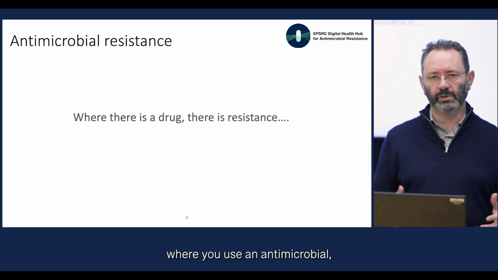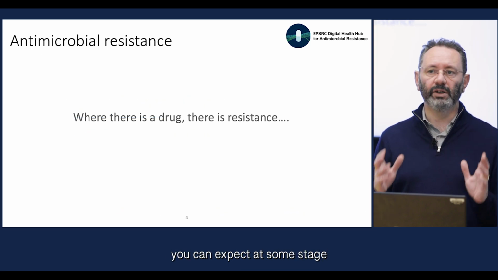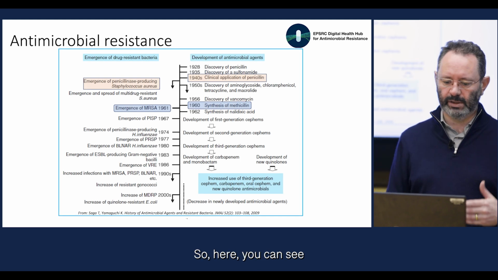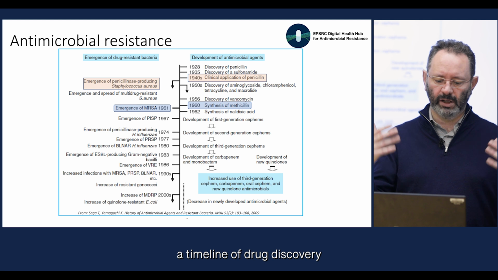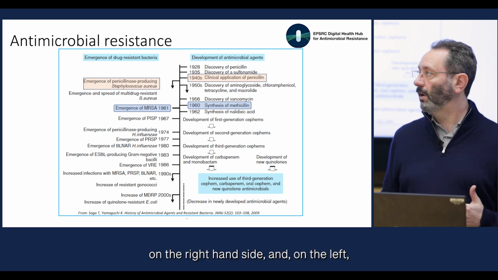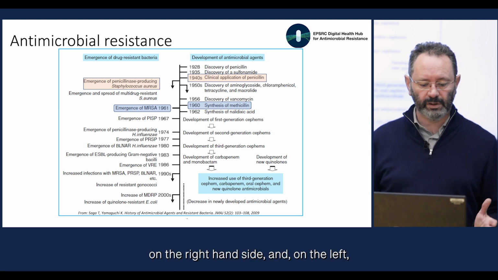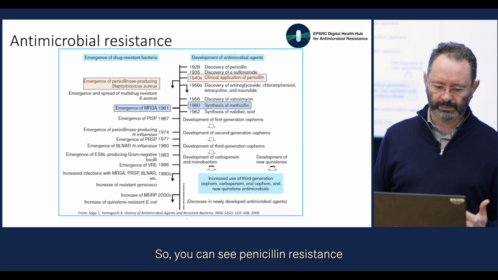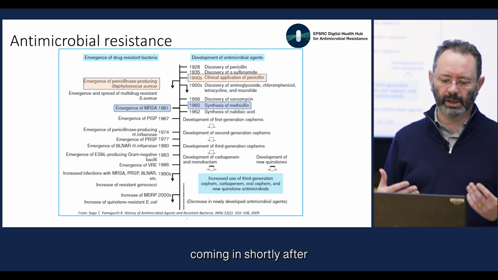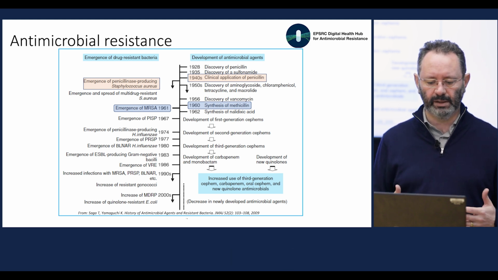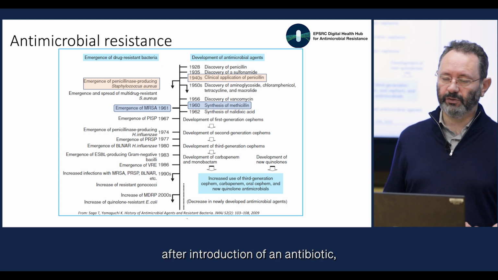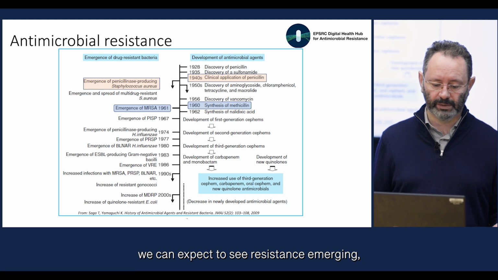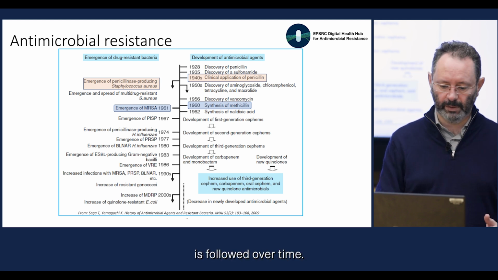With antimicrobial resistance, where you use an antimicrobial, you can expect at some stage there to be resistance. So here you can see a timeline of drug discovery on the right-hand side, and on the left, you've got the occurrence of resistance. You can see penicillin resistance coming in shortly after application of penicillin. So fairly quickly after introduction of an antibiotic, we can expect to see resistance emerging. And this has followed over time.